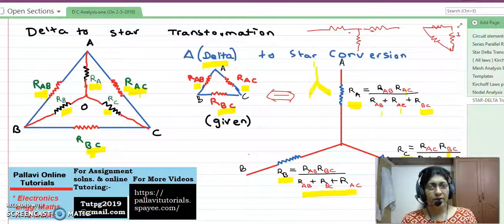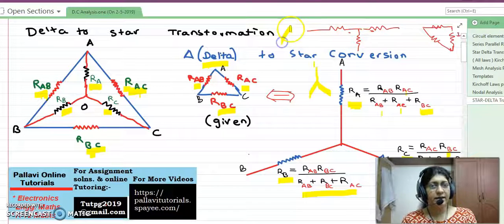Right now, we'll be talking about basic electricity and electronics engineering, delta to star transformation. When do you go for delta to star transformation in case of resistors? Now here you can see that these two resistors would be in series, had this third resistor not been there. In this case, the resistors are neither in series nor in parallel, then you go for delta to star transformation. What is a delta and what is a star?